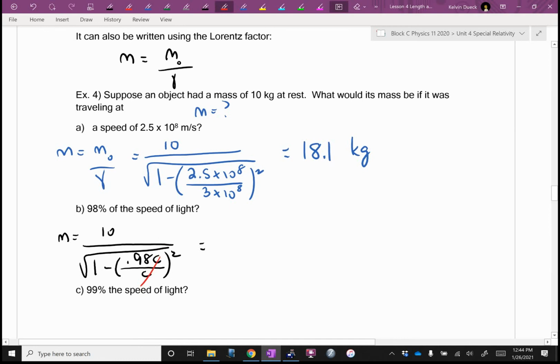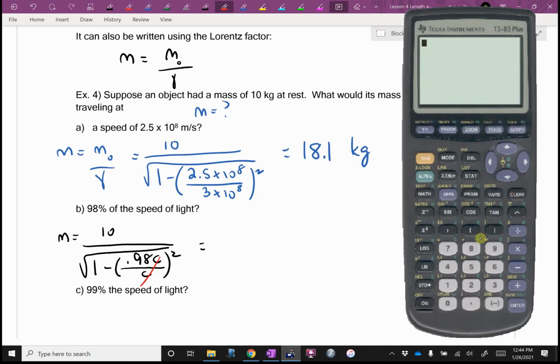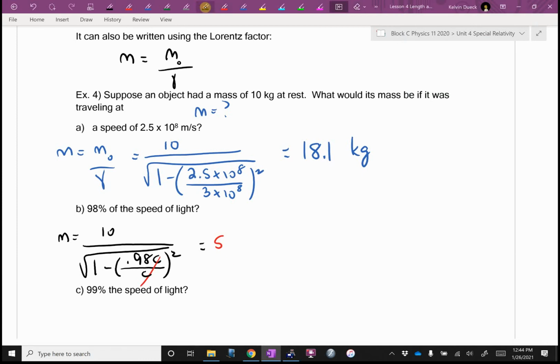Well, that's always nice. So I'll try typing this in one step now. It's going to be 10 divided by square root bracket 1 minus 0.98 squared. I think that's how I would type that in one step. Do you all get 50.3? So already we got a little bit more than 5 times heavier. And that's going to be kilograms.